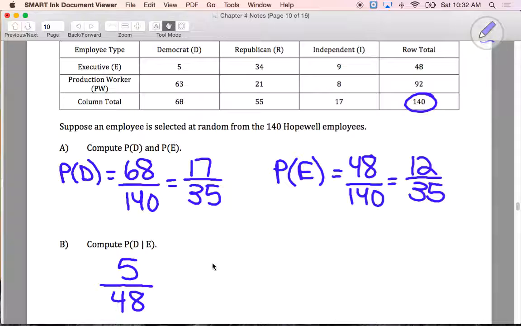Again, when you have the bar, whatever letter comes second is going to be your bottom number. So you want the total for that row or column. That goes on your bottom number. The top number is going to be the number from your first group that fit in that second group. So we have 5 that are Democrats in the executive row.